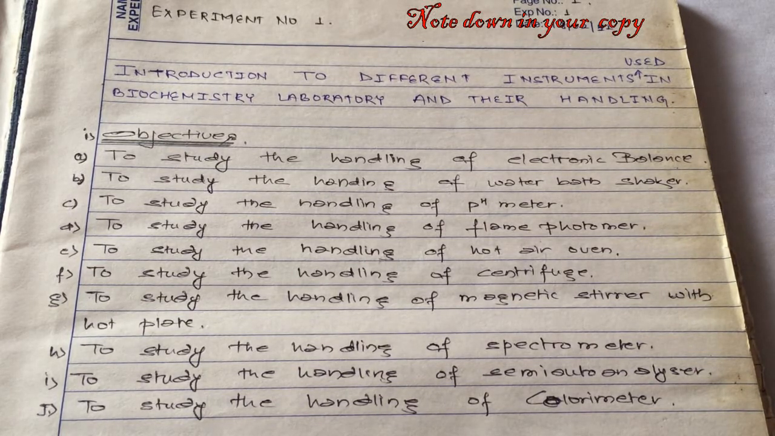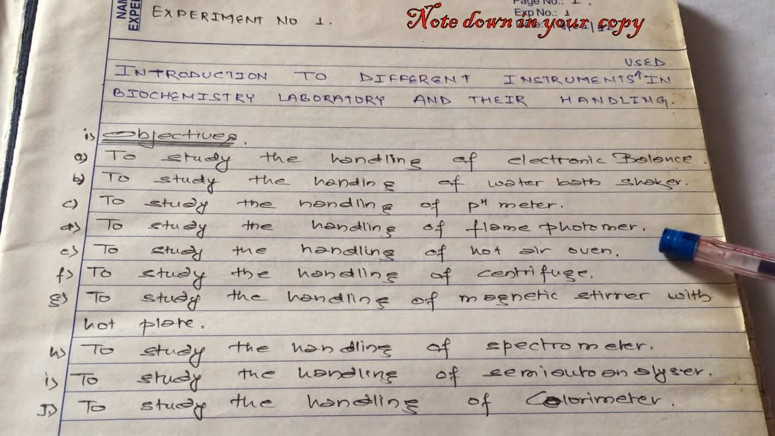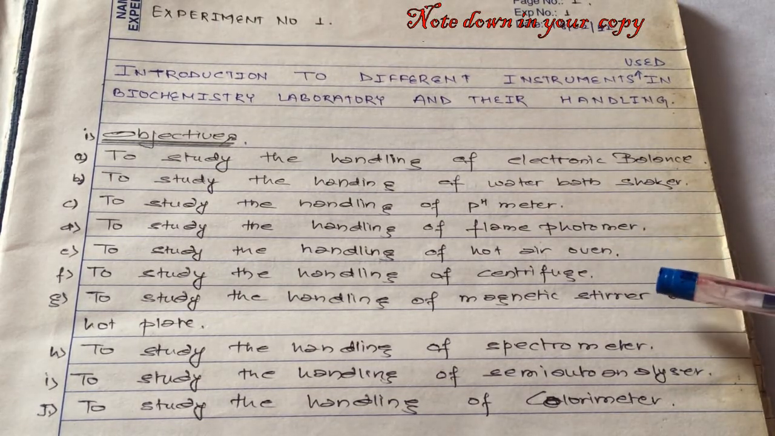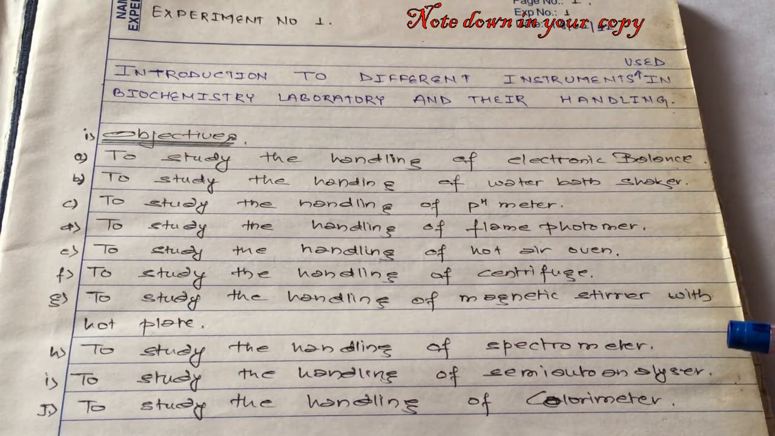The objectives deal with the study of the handling of electronic balance, water bath shaker, pH meter, flame photometer, hot air oven, centrifuge, magnetic stirrer with hot plate, spectrometer, semi-auto analyzer, and colorimeter.